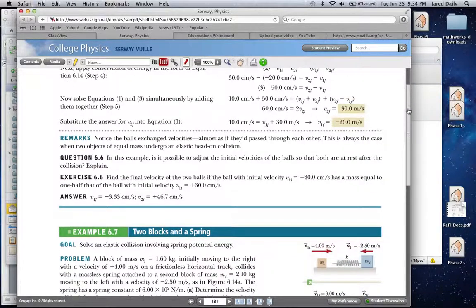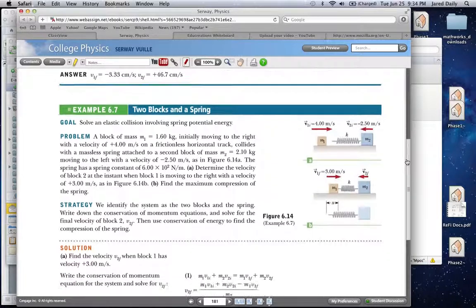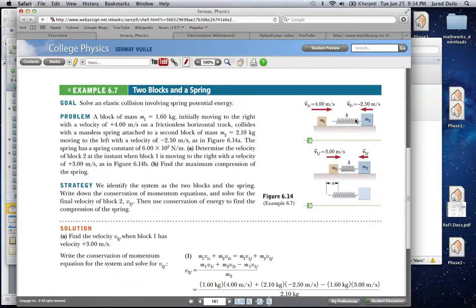Now here's the tricky part. Two blocks and a spring. We're going to now put a spring in between, and these blocks are going to go towards each other, and they want to know the velocity of block 2 after it's hit the spring and it's still moving towards block 1. They want to know the velocity of block 1 after it's hit the spring and it's still moving towards block 2 with a slower speed of 3 meters per second instead of its initial speed of 4 meters per second. Well, it's really quite simple.